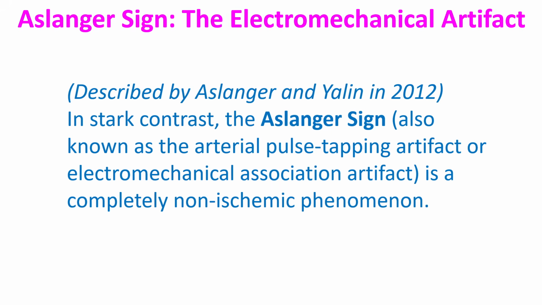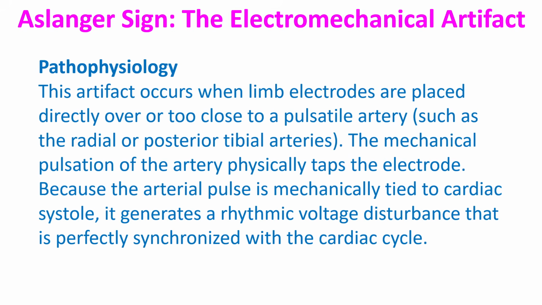In stark contrast, the Aslanger sign, also known as the arterial pulse tapping artifact or electromechanical association artifact, is a completely non-ischemic phenomenon. This artifact occurs when limb electrodes are placed directly over or too close to a pulsatile artery, such as the radial or posterior tibial arteries. The mechanical pulsation of the artery physically taps the electrode.